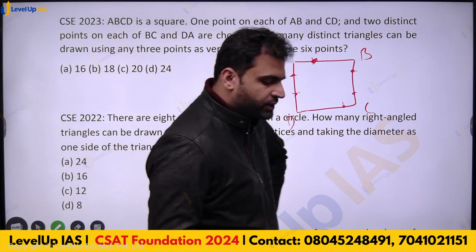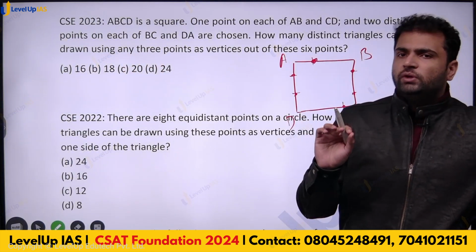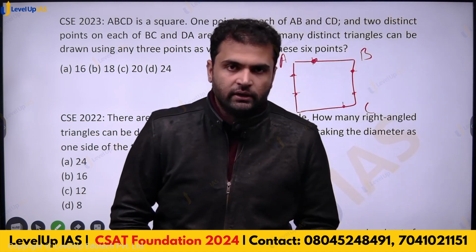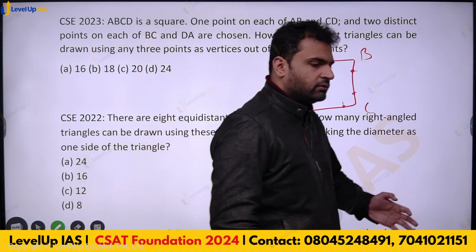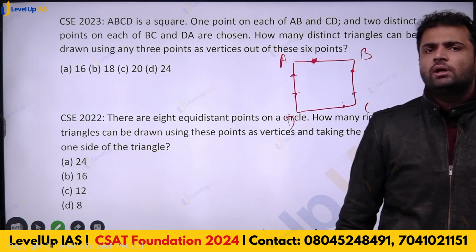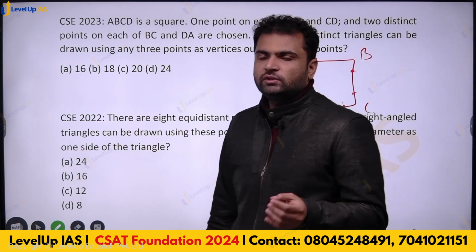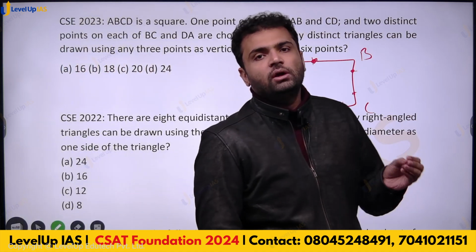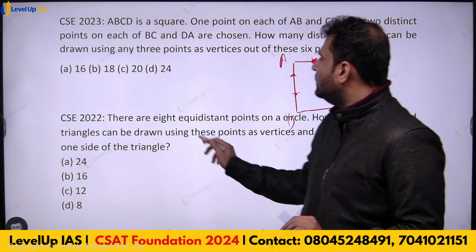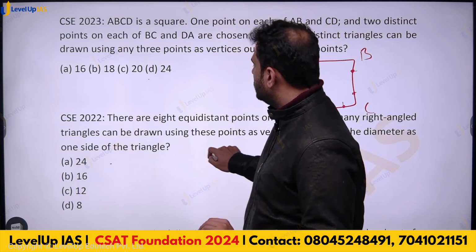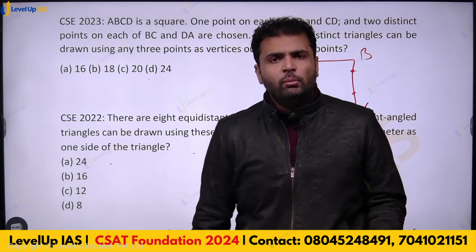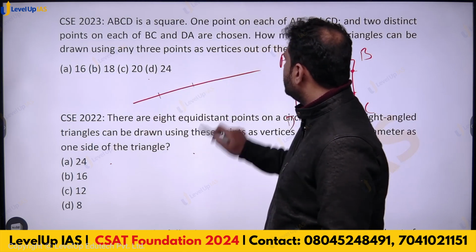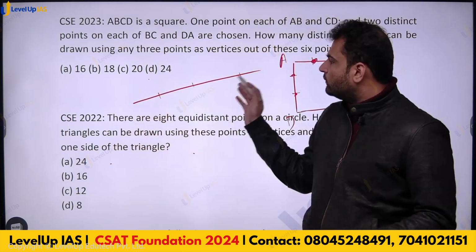That's a very easy question, but we need to recall when we can form a triangle and when we cannot form a triangle. The only condition that needs to be satisfied for three chosen points to form a triangle is that they should not be on the same line. So any three non-collinear points will form a triangle, and any three points that are collinear, on the same line, will not form a triangle.